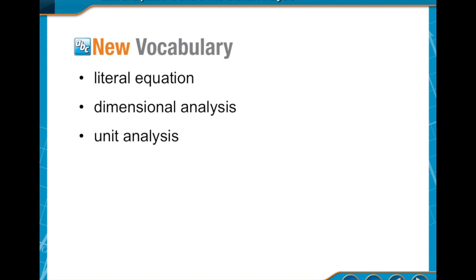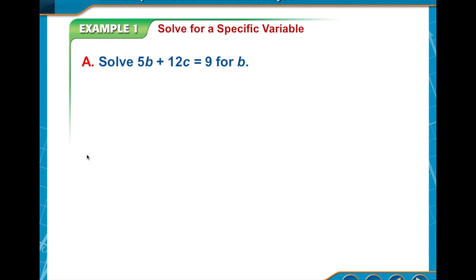So we'll look at some equations. This dimensional analysis just means we're going to solve for a variable. And let's jump into that. So our first example here asks us to solve this equation here for b. So what that means is we want to move this equation around so that we get b by itself on one side of our equation, one side of the equal bar, and everything else on the other side.